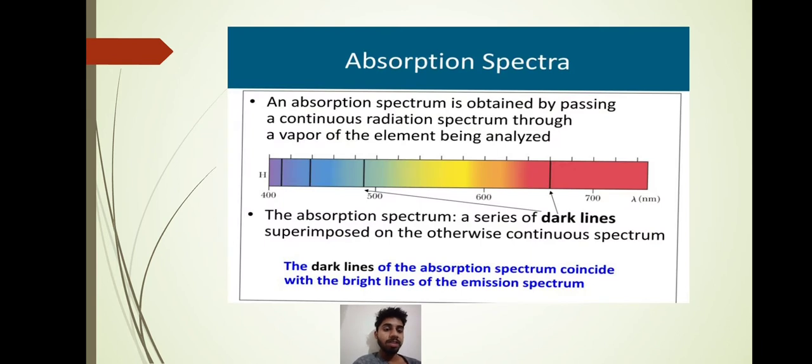This is the diagram of absorption spectra. We see the various wavelengths: 400, 500, 600, 700, and these are the dark lines which are imposed on the continuous spectra.